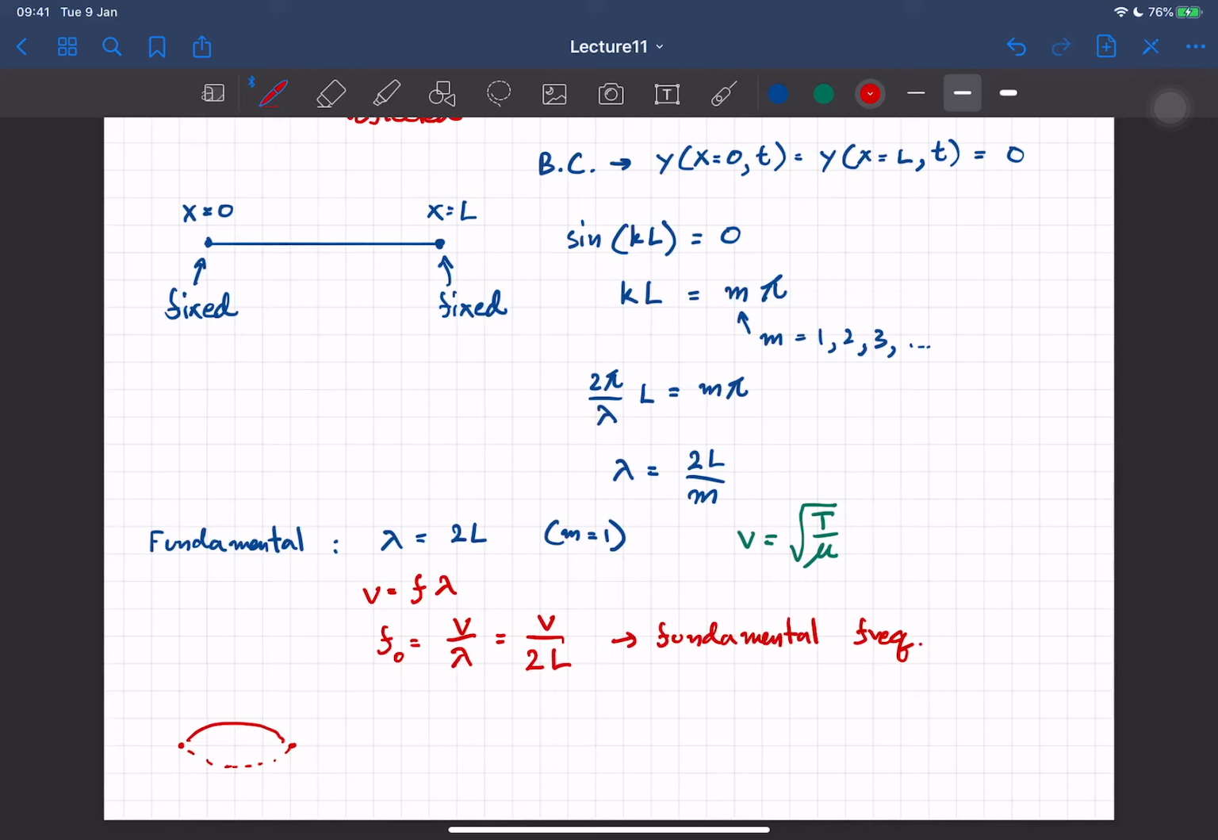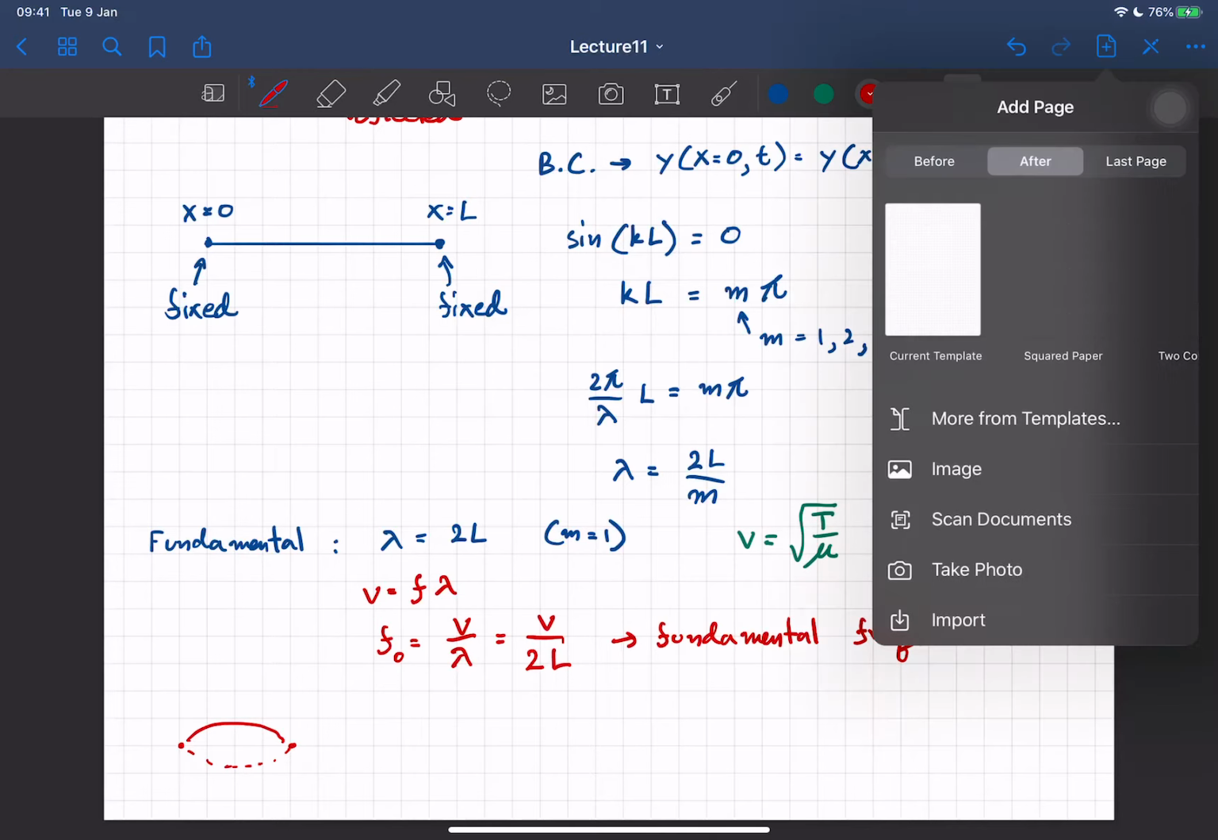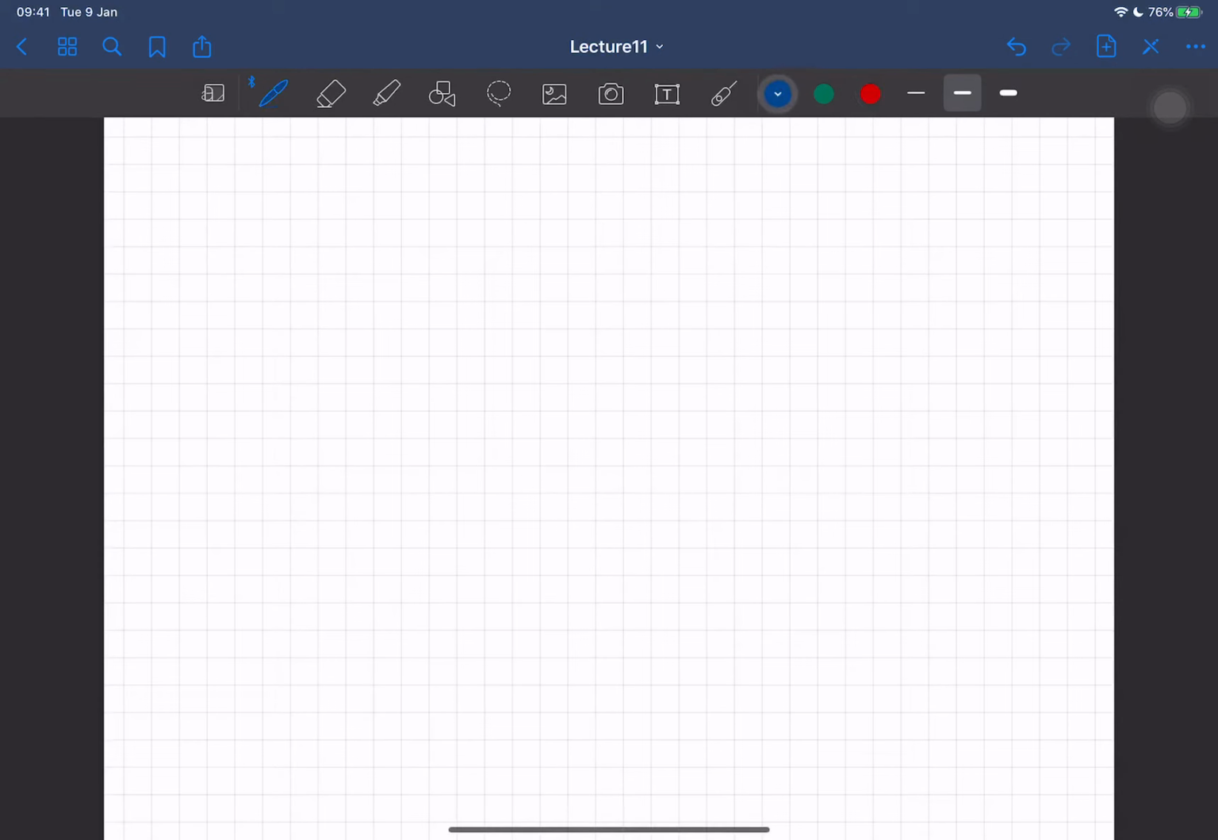Again, if you don't remember how it should look, then take a look at the animation that I showed in the last lecture. Okay, so this is the fundamental case. The next wavelength that we can choose is lambda equal to 2L over m, but now we choose m to be the next value, so m equal to 2, so lambda equal to L.